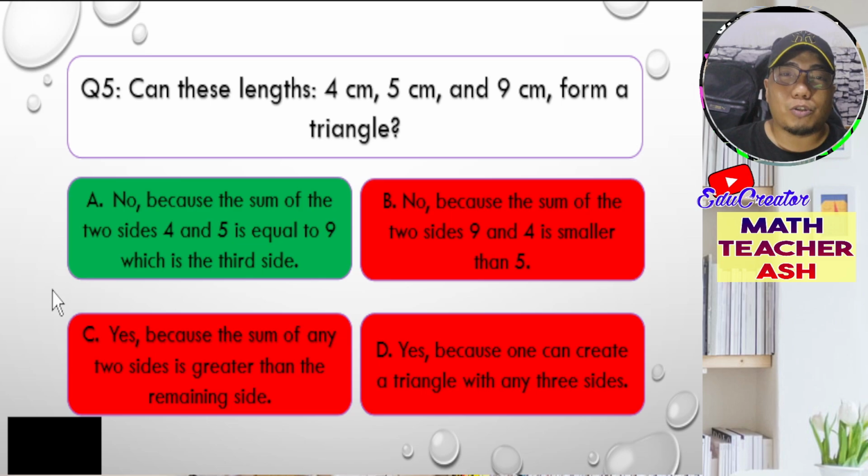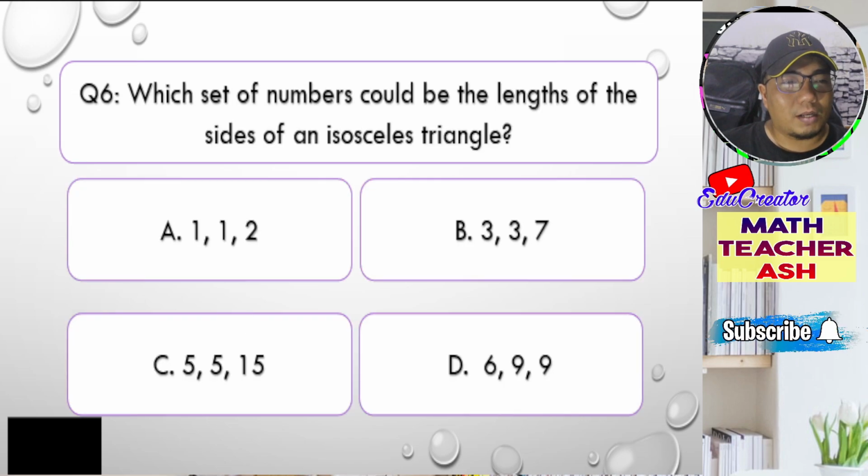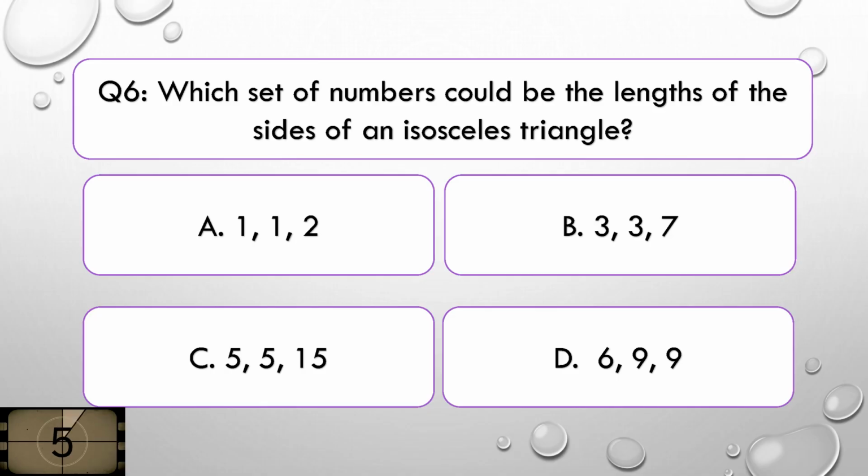Alright, now let us go to question number 6. Which set of numbers could be the lengths of the sides of an isosceles triangle? Is it A, 1, 1, 2, B, 3, 3, 7, C, 5, 5, 15, or D, 6, 9, 9? I'll give you 5 seconds to think about your answer.